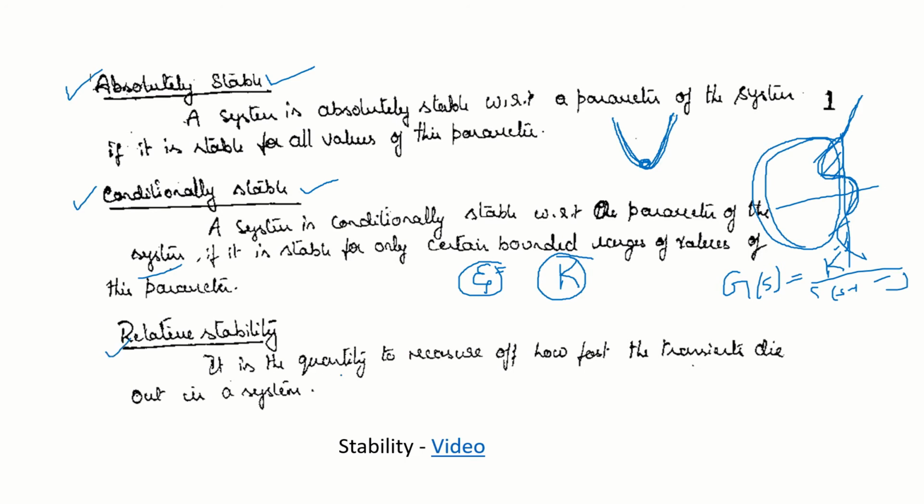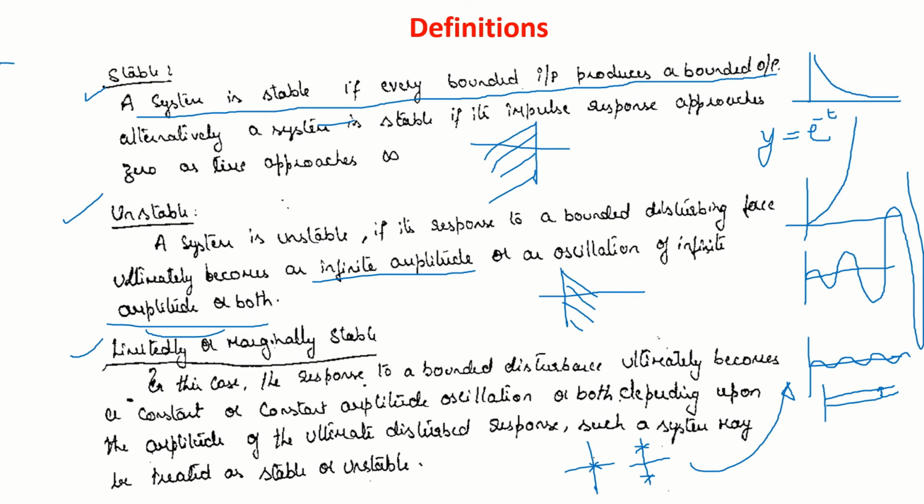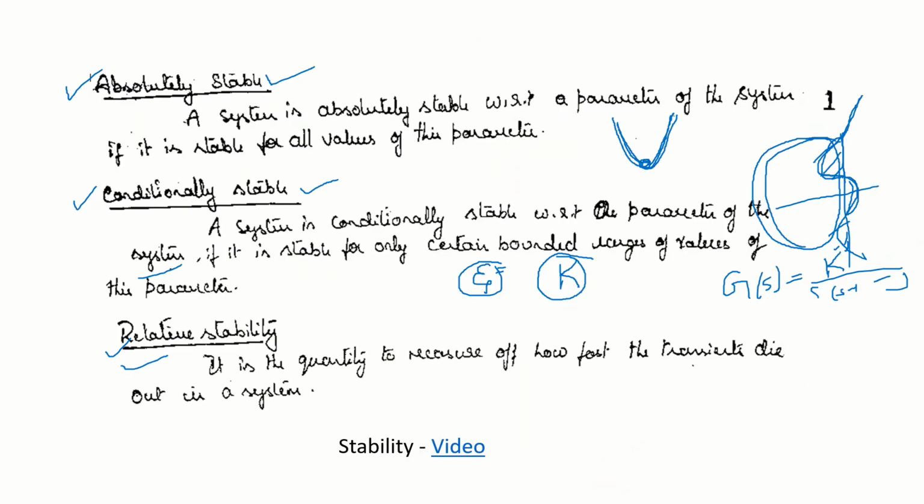Relative stability, I told you, is the measure of how fast the transients die out in a system. This we have understood already. Right? So basically, if you want to have a stable system, you have to see that the roots lie on the left hand side of the S plane. If the roots by chance come on the right hand side, the system will become unstable.